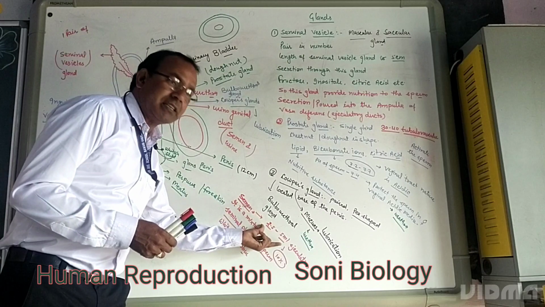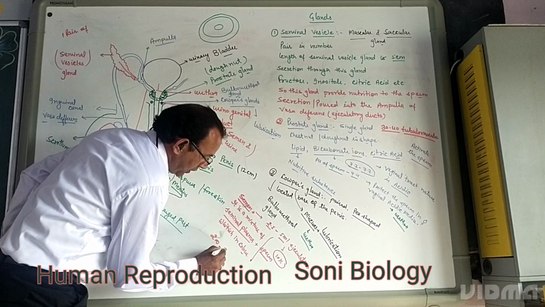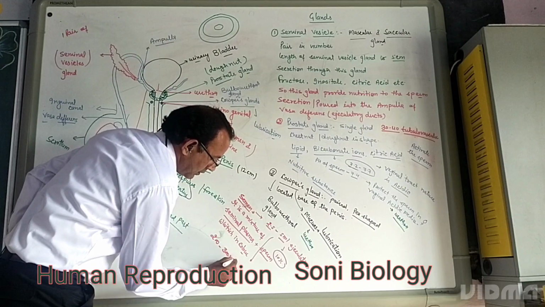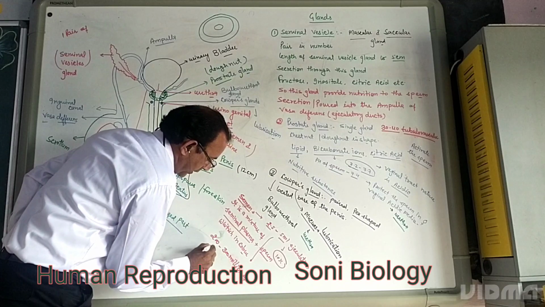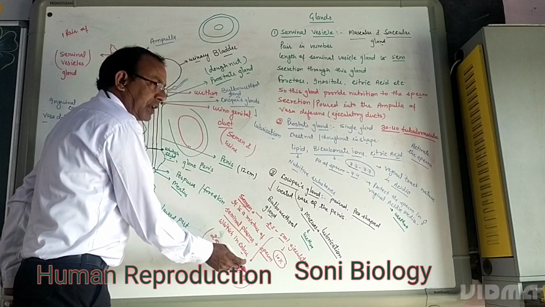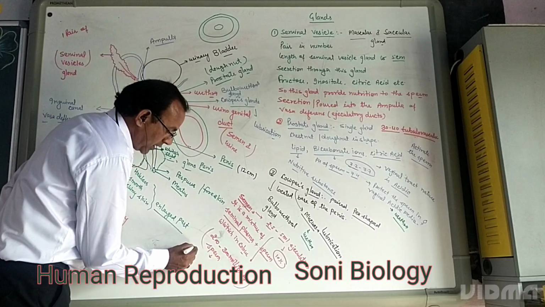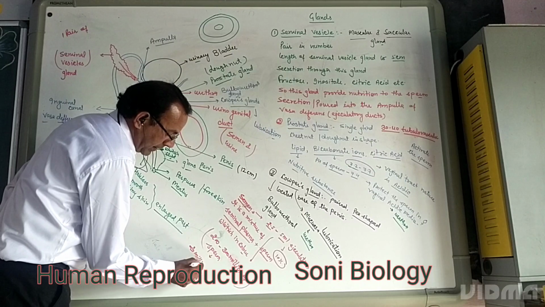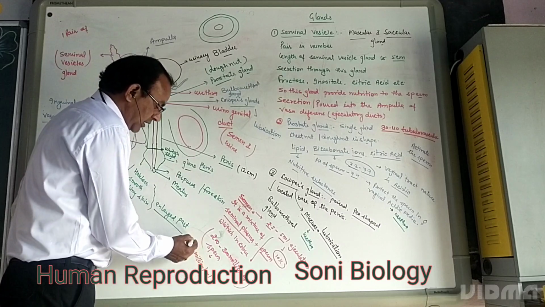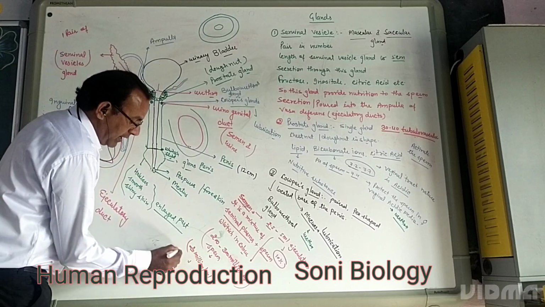One time ejaculation contains a total of 200 to 300 millions of sperms. If the secretion of sperm is lower than 20 million per ml, the male is sterile.